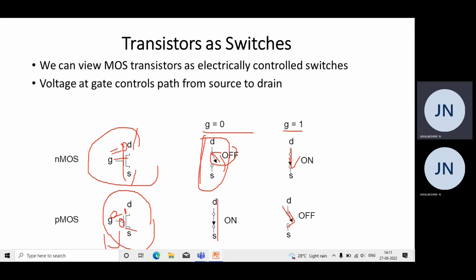So the condition for the NMOS transistor is that it is on only when G is equal to 1. And the condition for the PMOS transistor is that it is on only when G is equal to 0.